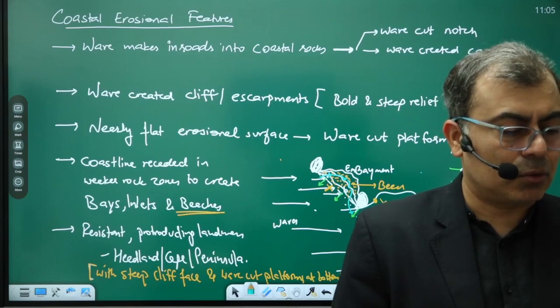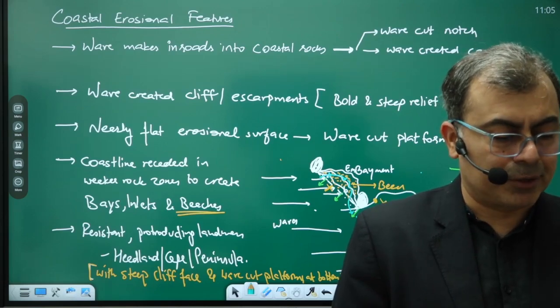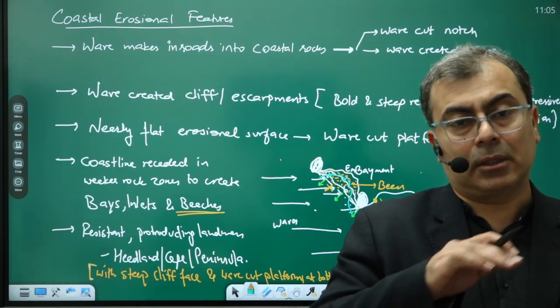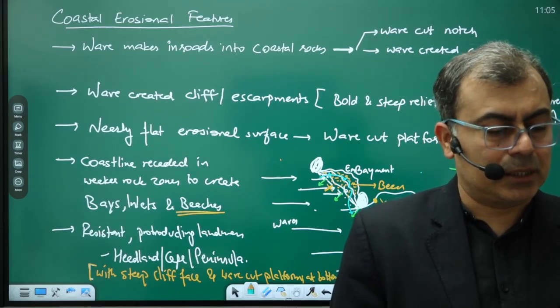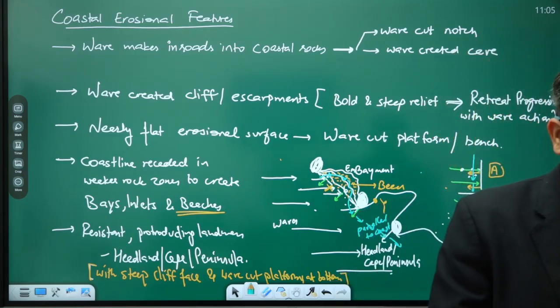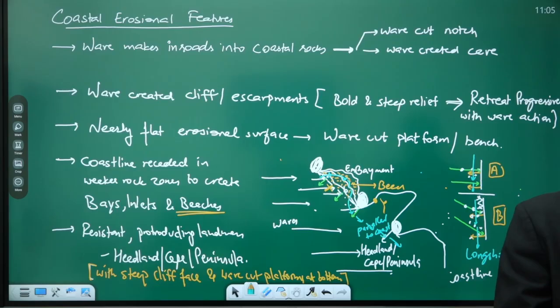Did we understand the coastal process of cliff retreat? Did we understand the coastal process of the what do we call it, wave cut platform and wave cut bench? Is it clear to everyone?